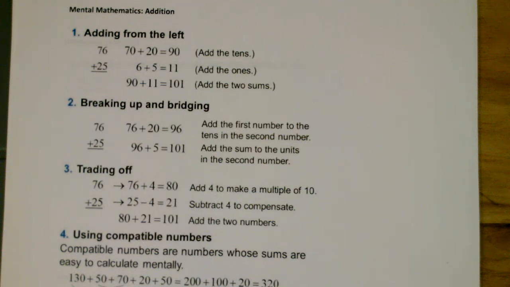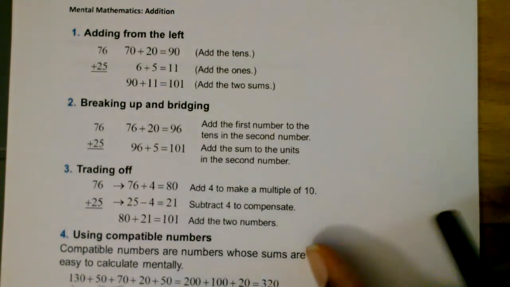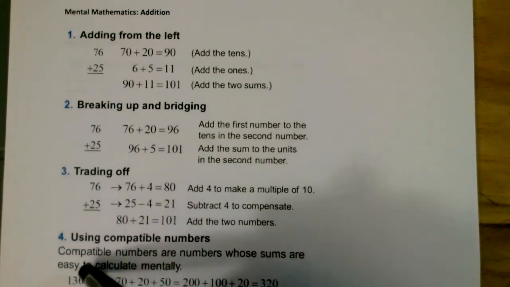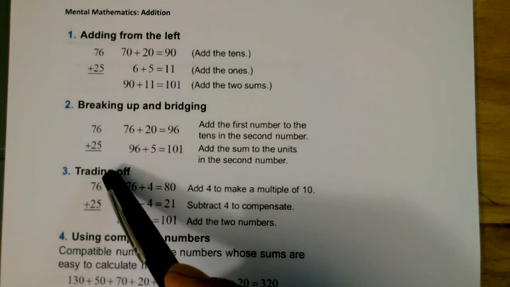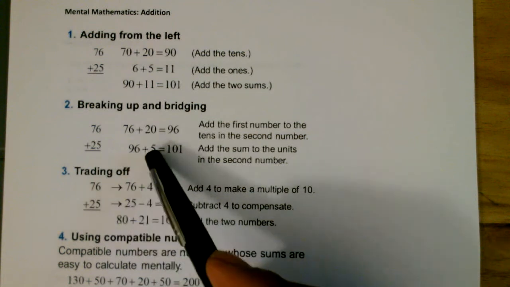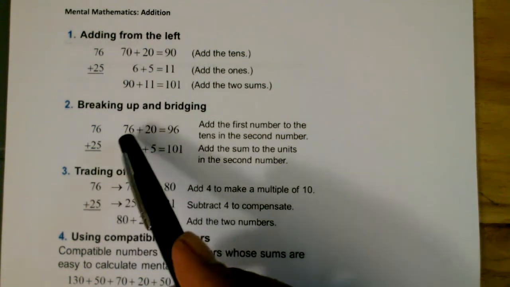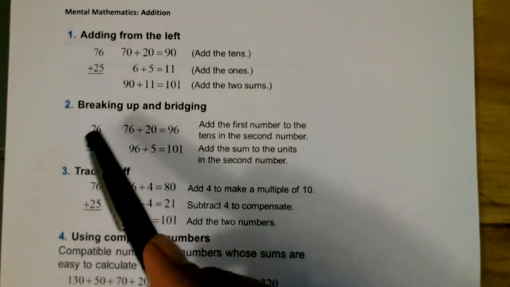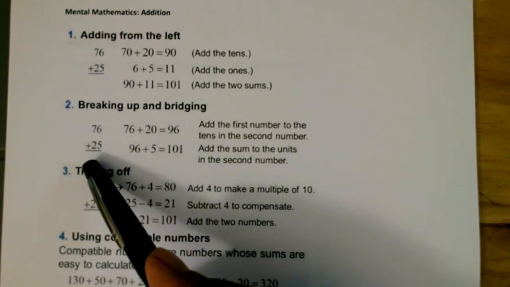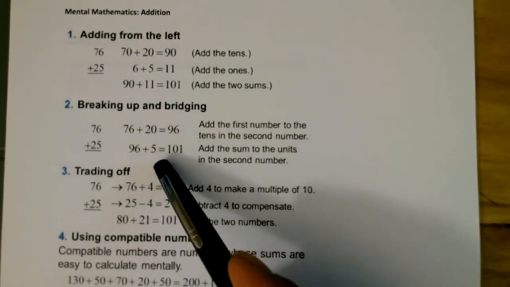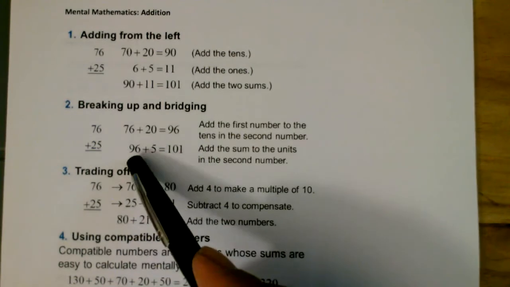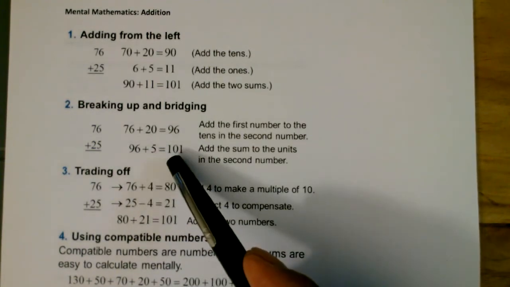And then breaking up and bridging is another mental math technique for addition. Let's say I take those same numbers, 76 and 25. Here we add the first number and the tens of the second number, 76 plus 20, that's 96. And then add the units in the second number, the 5. 96 plus 5 will be 101.